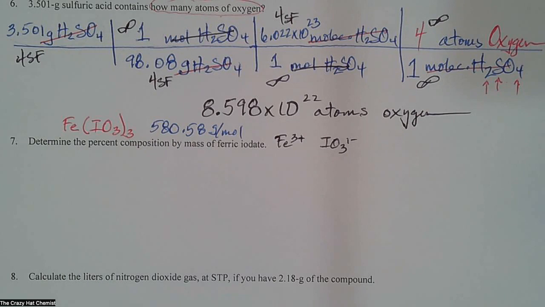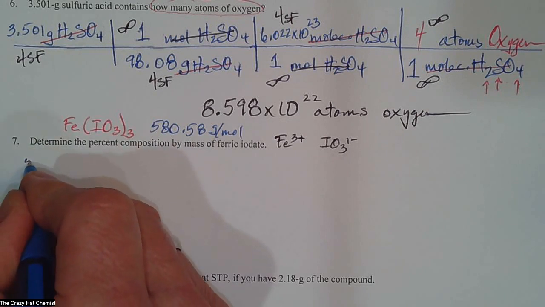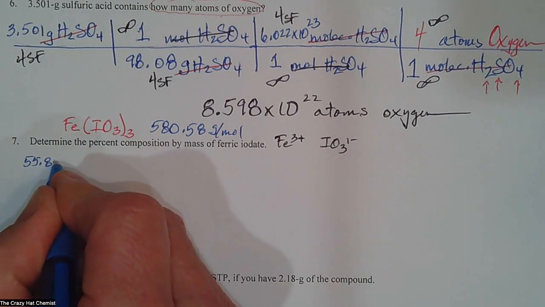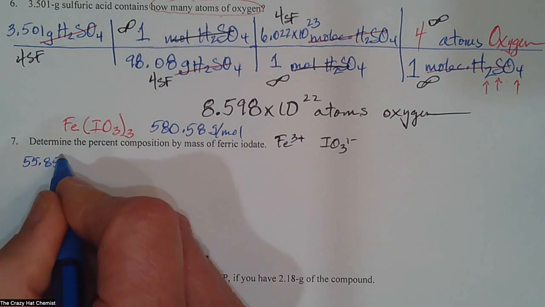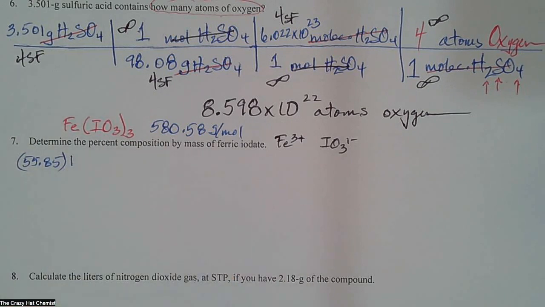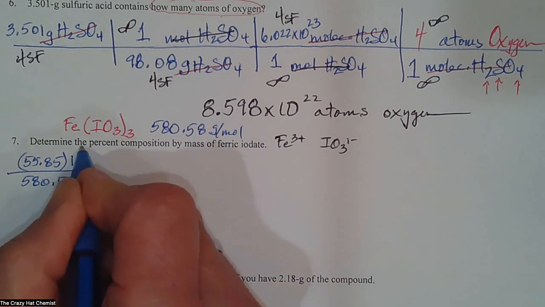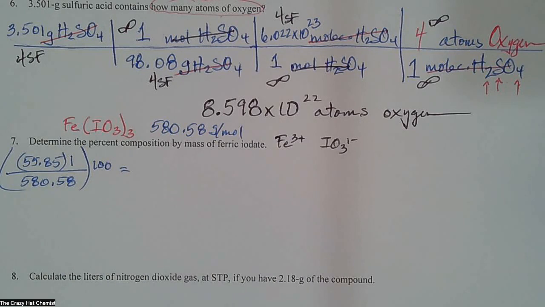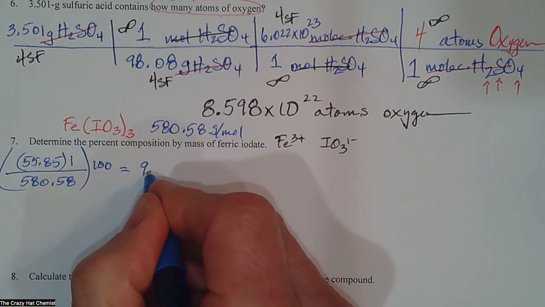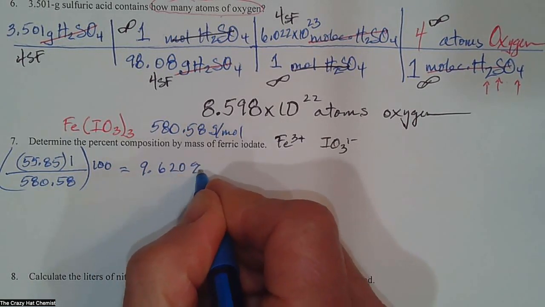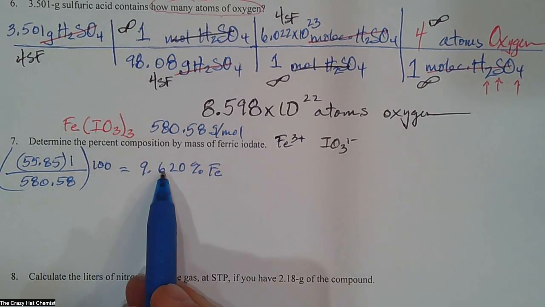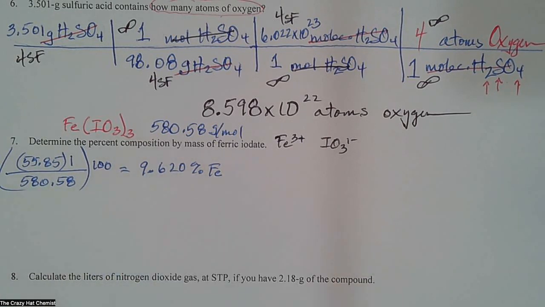All right, so what we're going to do is get the molar mass for iron. That's 55.85. And we're going to multiply this by 1. Why? Because there's only 1 iron in this formula, and we're going to divide by the total molar mass of the compound. That's 580.58. And then we're going to multiply by 100 because we want a percentage. We're going to round this to the fewest number of significant figures, which is 4 in this case. And so this is going to be 9.620% of iron, Fe. So I have number, units, and a formula. My units in this case are percent.